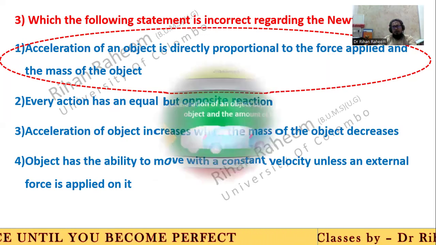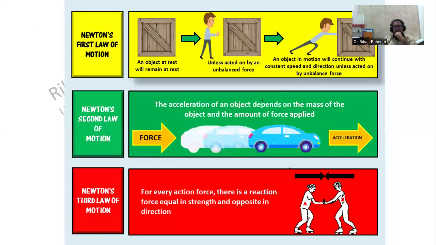Here is the Newton's law I have given. An object which is at rest will continue to be at rest, and an object which is moving will continue to be moving unless an unbalanced external force is applied on it. That is Newton's first law. Acceleration is directly proportional to the force and inversely proportional to the mass, second law. Every action has an equal and opposite reaction, third law.